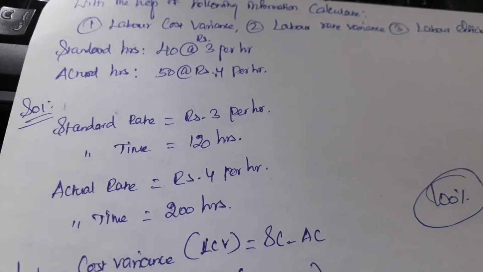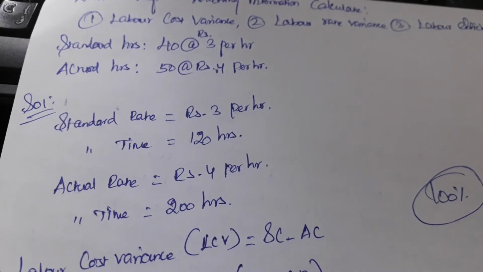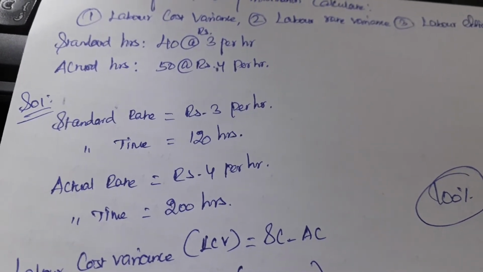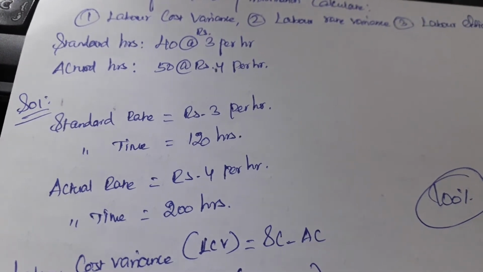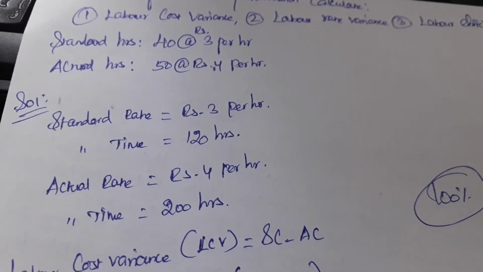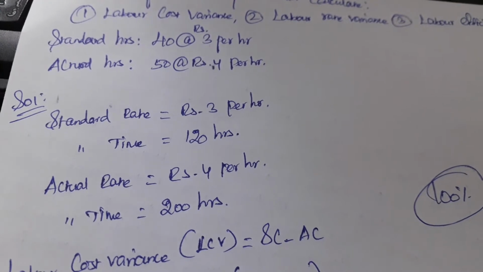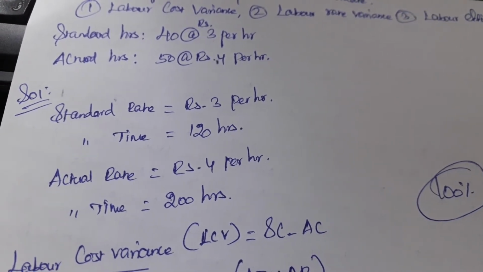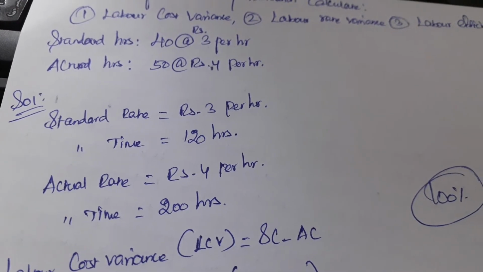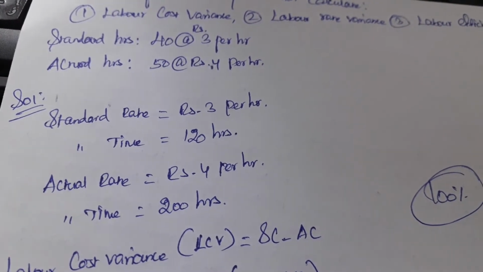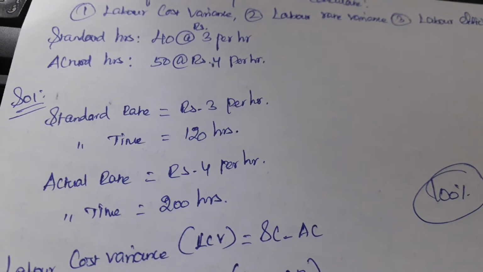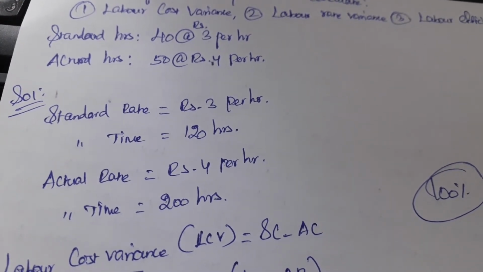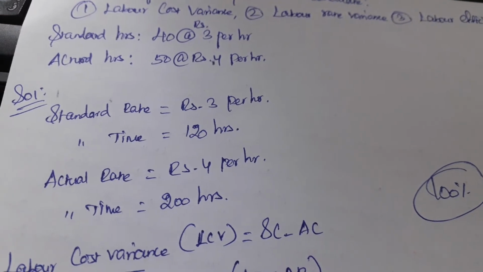Labor cost variance is similar to the material cost variance. The formula is slightly different between the labor cost variance and the material cost variance. First, the standard rate is 3 per hour and the standard time. If we multiply the 14 and 3, we can get the 120 hours. It is our standard time.